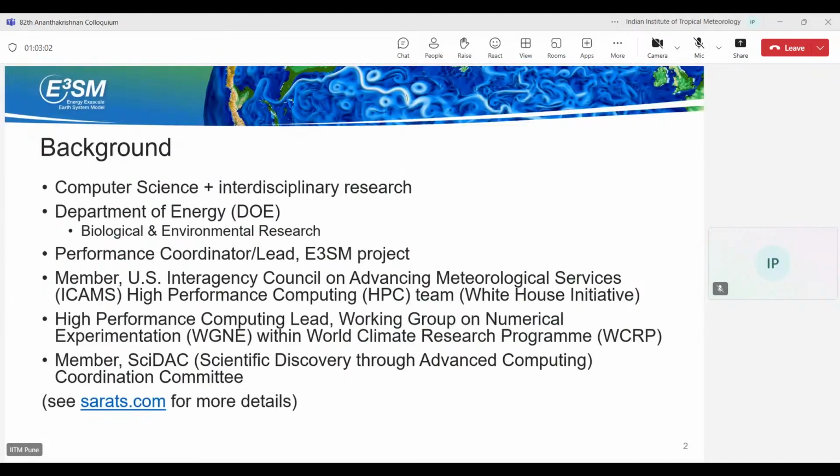So just a little bit of background. I will use some terminology and some agencies which may or may not be familiar to people here. So the E3SM project is funded by the US Department of Energy. Think of it in terms of the equivalent would be Department of Atomic Energy here.